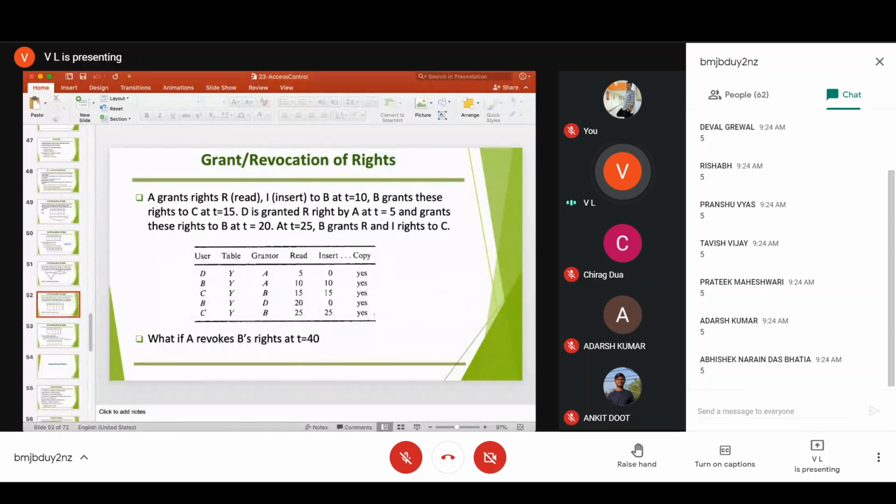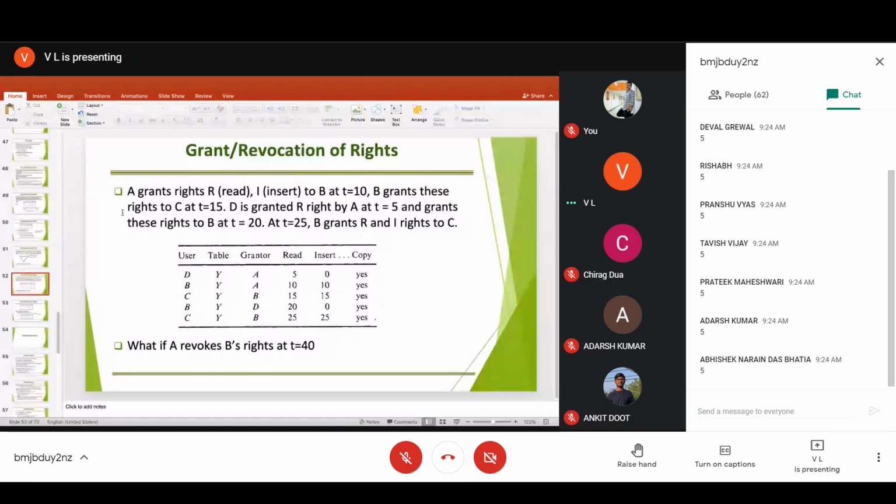So there are five entries shown like this. I kept the order as per the time in which the rights are granted, okay? So the rights are granted by A at time T equal to 5, to D, then 10, 15, 20, 25. Now what happens if the rights of B are revoked?